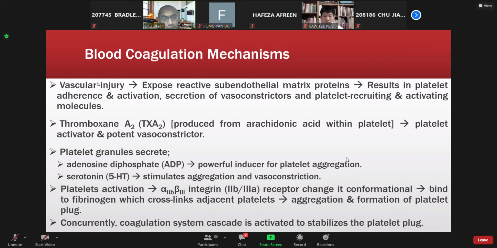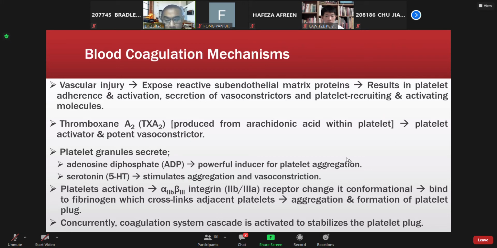In the event without a vascular injury, with no stimulation and no exposure to the reactive subendothelial matrix protein, this receptor remains dormant. Remember, I have platelet number 1 and platelet number 2. In the event of vascular injury, this will activate the platelets, and they will combine or hinge together at this linkage.